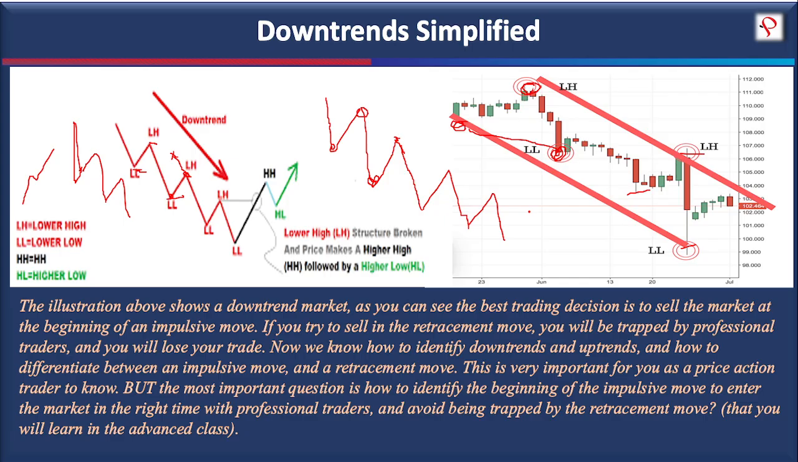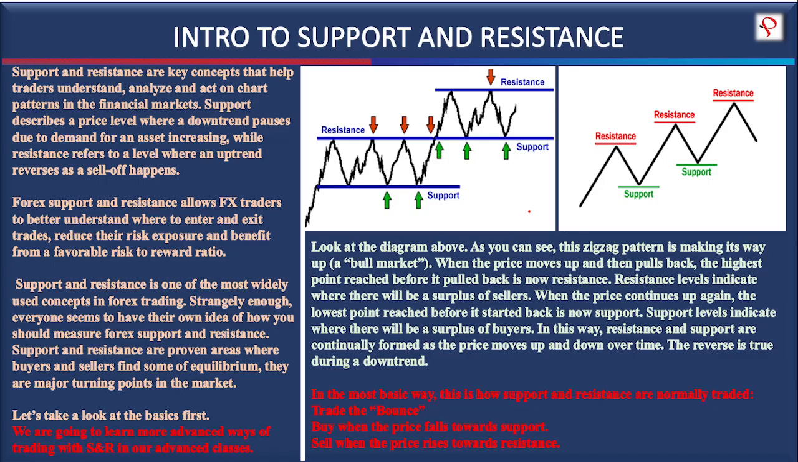So now we know how to identify downtrends and uptrends, and how to differentiate between an impulsive move and a retracement move. This is very important for you as a price action trader to know. But the most important question is how to identify the beginning of the impulsive move to enter the market at the right time with professional traders, and avoid being trapped by the retracement move. That you will learn in the advanced classes. Is that clear? So like I said, these are just basics to teach you the fundamentals of these concepts, so that you understand better.